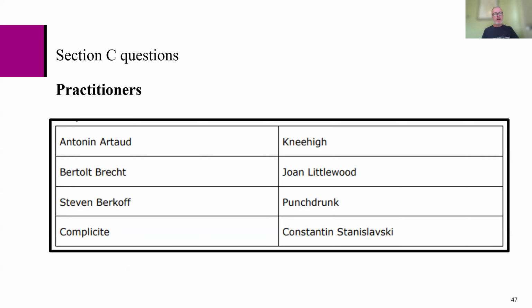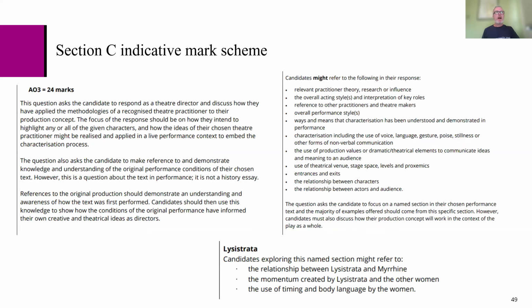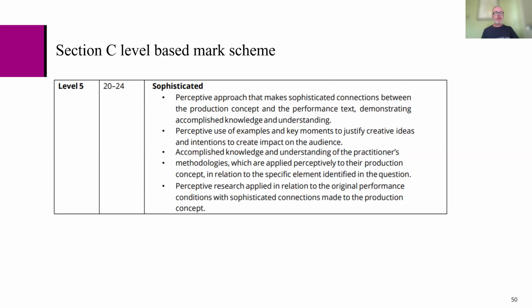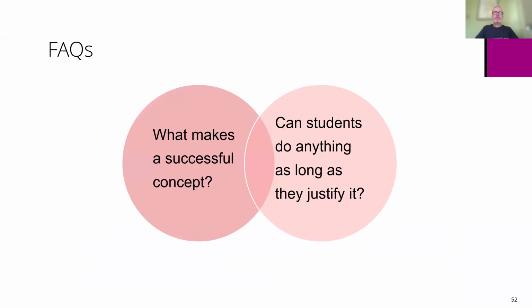Those are the 8 practitioners, big hitters there. And then we've got 2 different questions. They choose one. The first one is about characterization. The second one is about design elements. Again, I will leave you to look at the question papers, mark schemes and lead examiner reports for these. We've got tons and tons of these examples that you can have a look at. These are how the questions have been shaped in the past few years, so you can see the types of areas that you should be working on with your students.